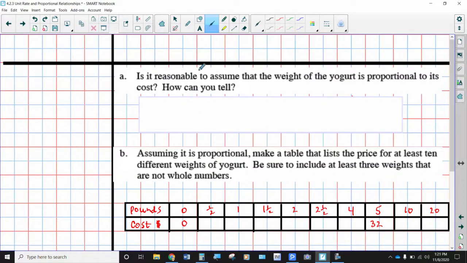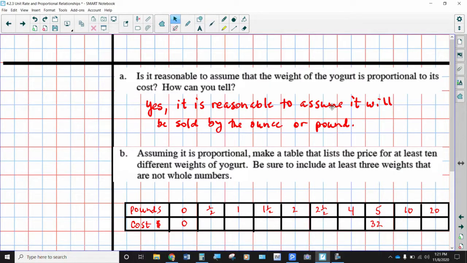So the first thing, is this proportional? Is it reasonable to assume that the weight of the yogurt is proportional to its cost? Does it seem reasonable that if you buy no yogurt, you would spend no money? Does 0 apply to this situation? Yes, it does. Does it seem like there should be a unit rate, like a price per ounce or price per pound? Yes, there does. So, because it's reasonable to assume that it's going to be sold by the ounce or pound and 0 applies, we will say that this is proportional, so we can use our proportion strategies.